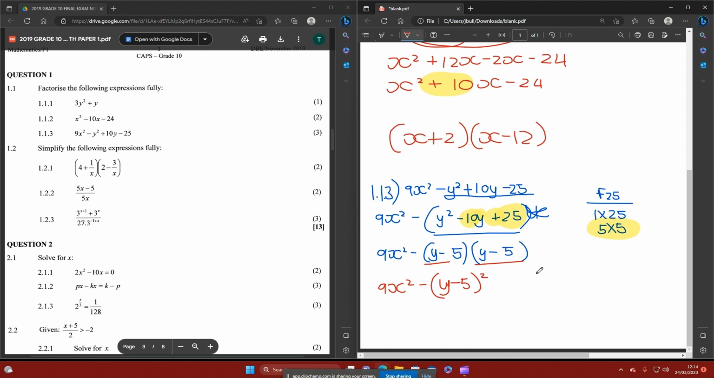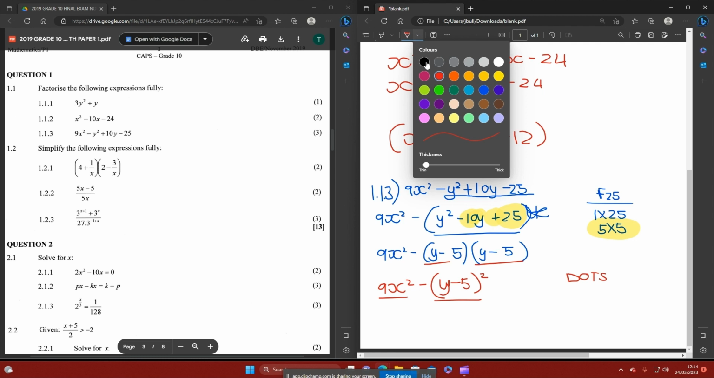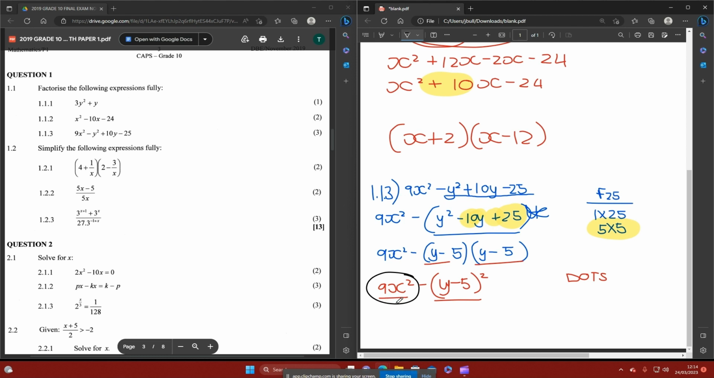Now, I know it's been a bit of a process to get here, but we actually now have the difference of two squares, or DOTS. Because you can see this is a square number, and this is a square expression. So we can now use DOTS to factorize that. How DOTS works is we take the square root of this one. The square root of 9x squared would be 3x.